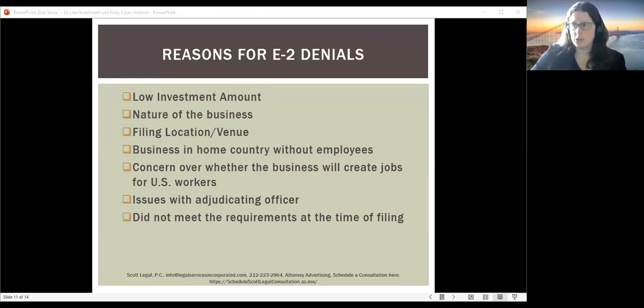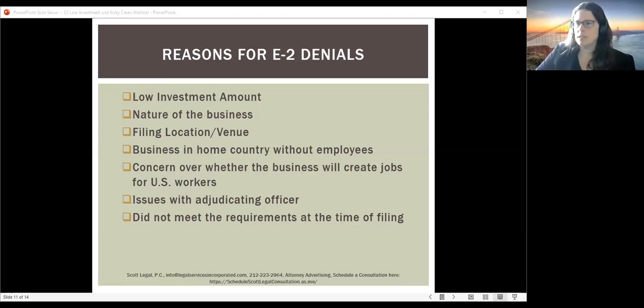Another reason may be nature of the business. As we discussed today, there are some types of businesses that are going to inherently receive more scrutiny, where an officer is going to see the description of the business and immediately look at it a little closer to see, does this meet the requirement? So things like real estate, equity trading, consulting businesses as well. These are all potentially riskier cases.